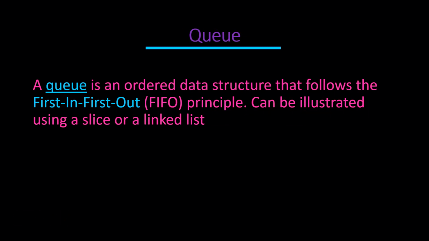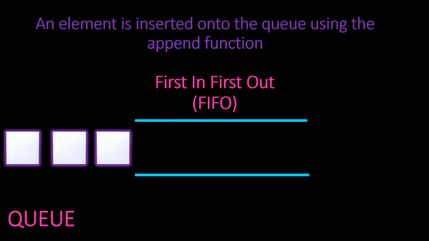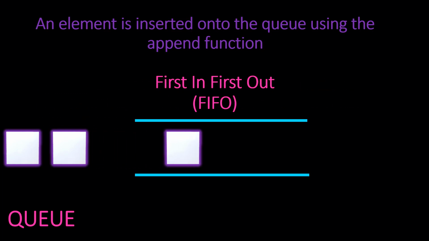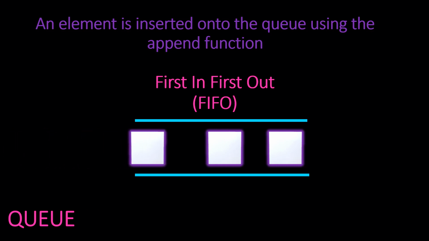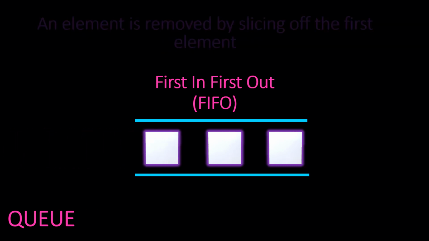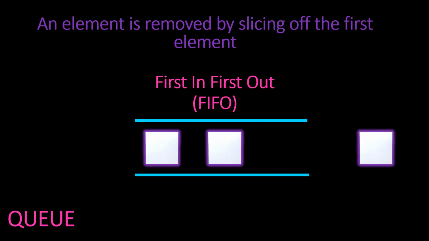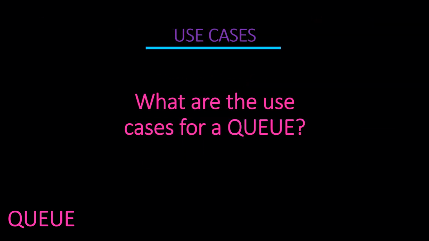So a queue is an ordered data structure that follows the first in, first out principle. And this can be illustrated in a couple of ways. It can actually be illustrated using a slice or a linked list. So with a queue, an element is inserted into the queue. And with Go, we use the append function. And then when you want to remove an element, you're essentially slicing off the first element that was added to the queue or the list. So again, it's pretty easy to follow.